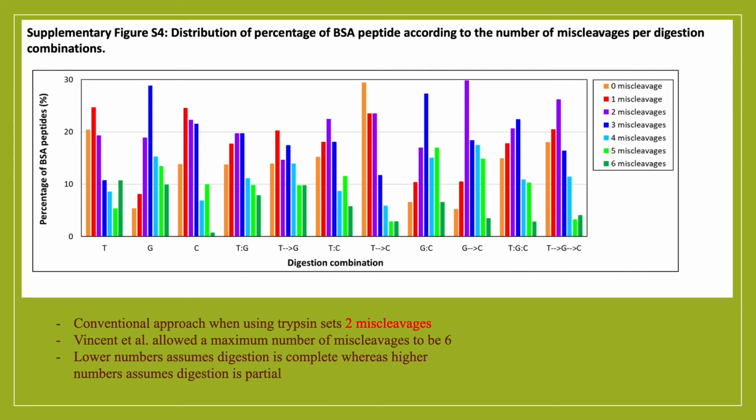An important factor to look at when searching a database is the number of miscleavages. A rule of thumb is to set the number of miscleavages to 2 when using trypsin, but in this research, the author deliberately allows the number of miscleavages to be as high as 6. This is because lower numbers of miscleavages improve discrimination between correct and incorrect matches, but also assume the digestion is complete. In reverse, high numbers of miscleavages assume digestion is partial.